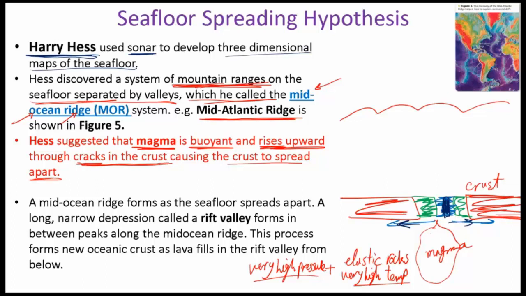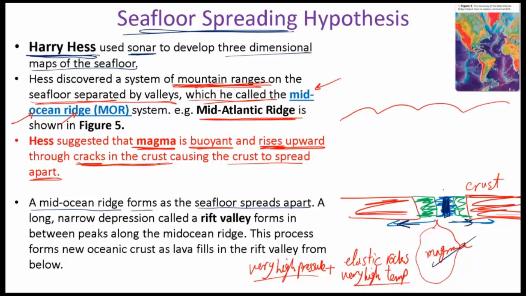So Harry Hess said this is the reason for the spreading of the sea floor, اتساع قاع المحيط, because of this magma and the high pressure under the crust. Okay, so a mid-ocean ridge forms as the sea floor spreads apart. So a new layer comes to fill these cracks and build a new crust.